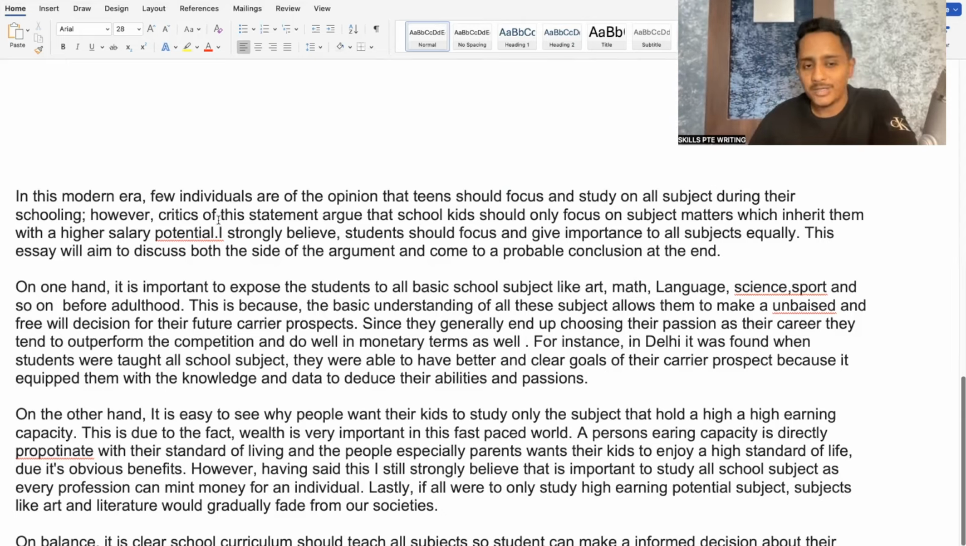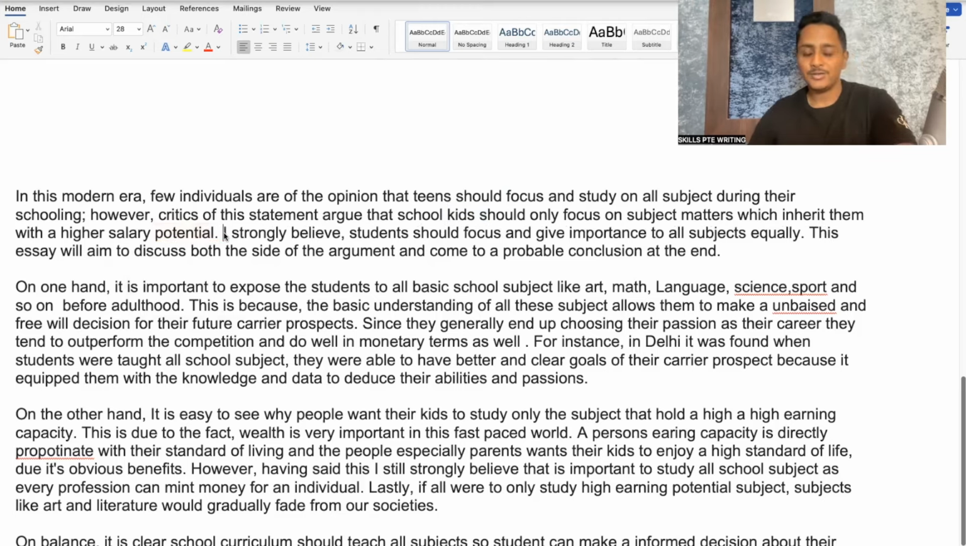During their schooling, however, critics of the statement argue that school kids should only focus on subject matters which inherit them with a higher salary potential. I strongly believe students should focus, this is not required to write, because anyhow you're going to write it in the next paragraph. But it's okay, writing it is not going to affect your scores as well. Should focus and give importance to all the subjects equally. This essay will be done.